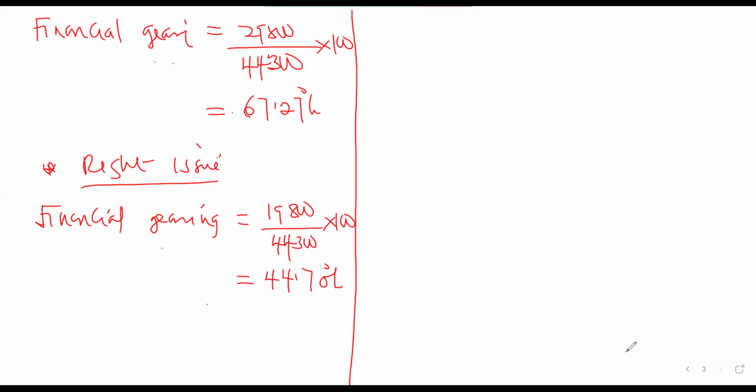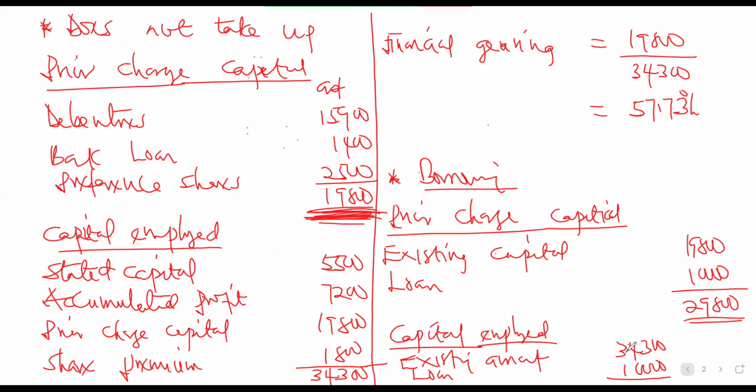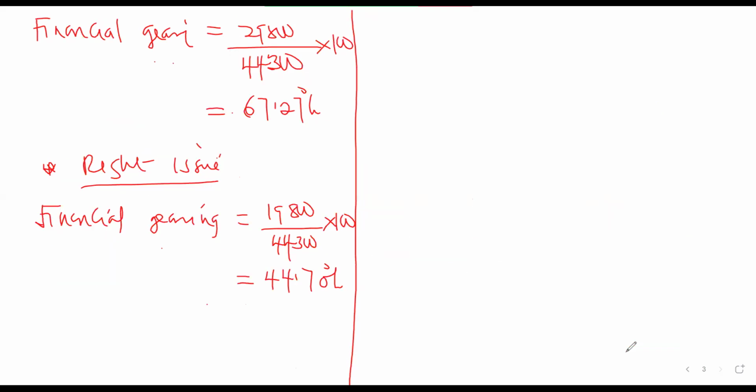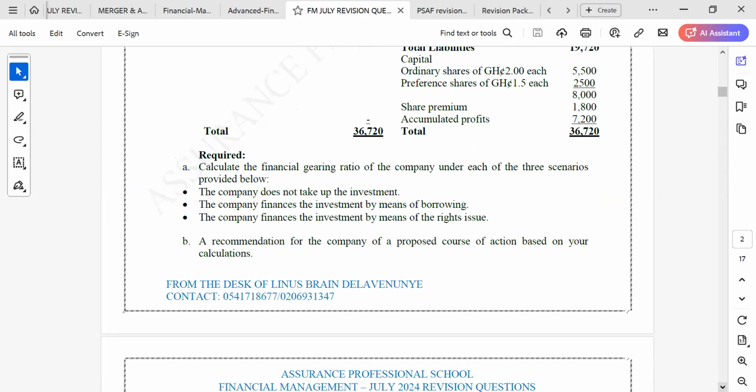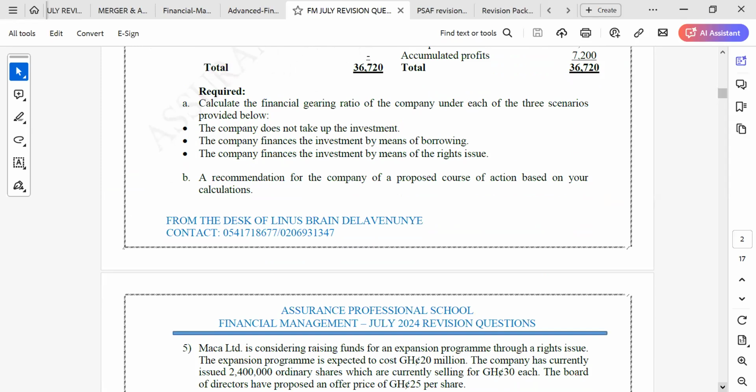Okay, after the decimal, we don't mention it, so it is 70. So what are you going to be doing? Among the three options, what should they do? They will take the means of a right issue. Okay. So the shares should be issued through a right issue. That's what they're asking you to do here.